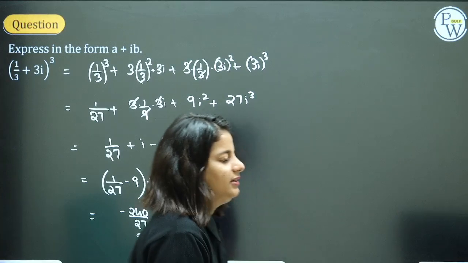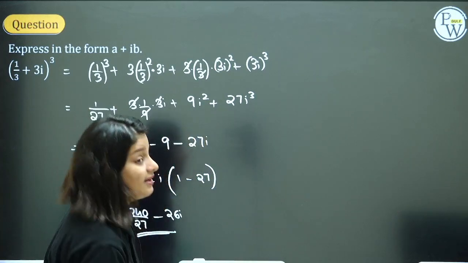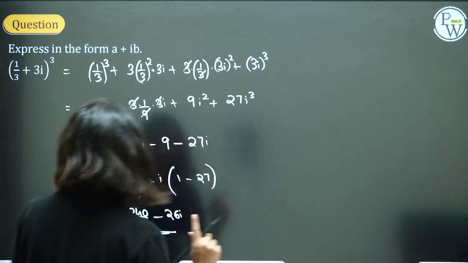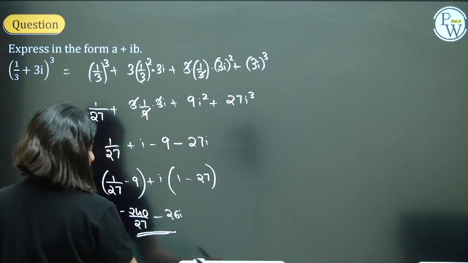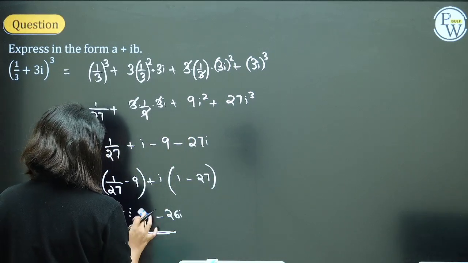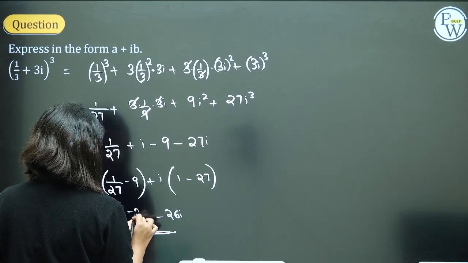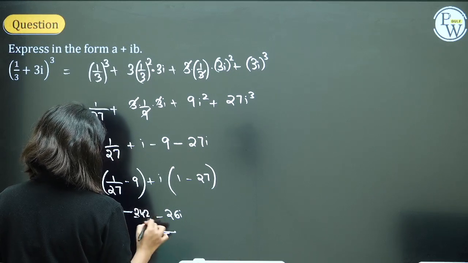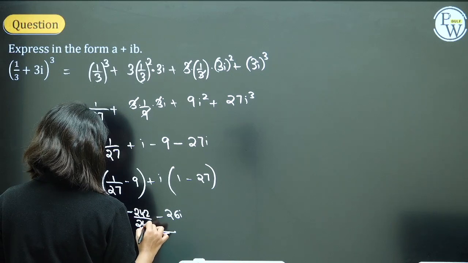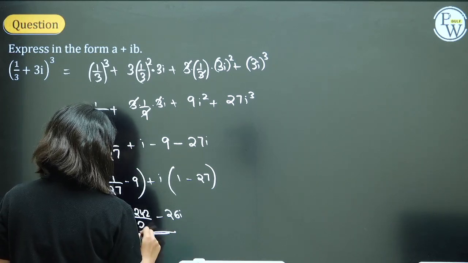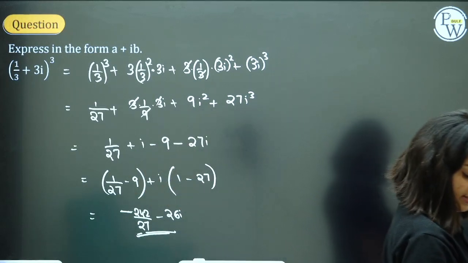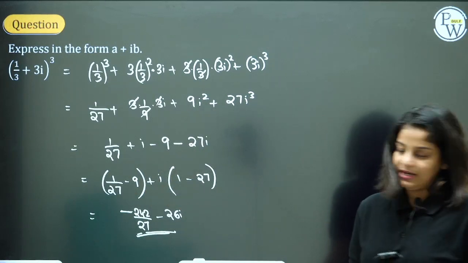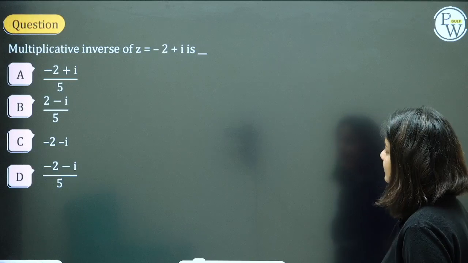Twenty-seven nines are, by the way, 270 and then 27 less, 243. Not 29, yeah. 1 minus 243 will be minus 242. Minus 242 upon 27 minus 26i. Right, boss? Bilkul, ma'am.